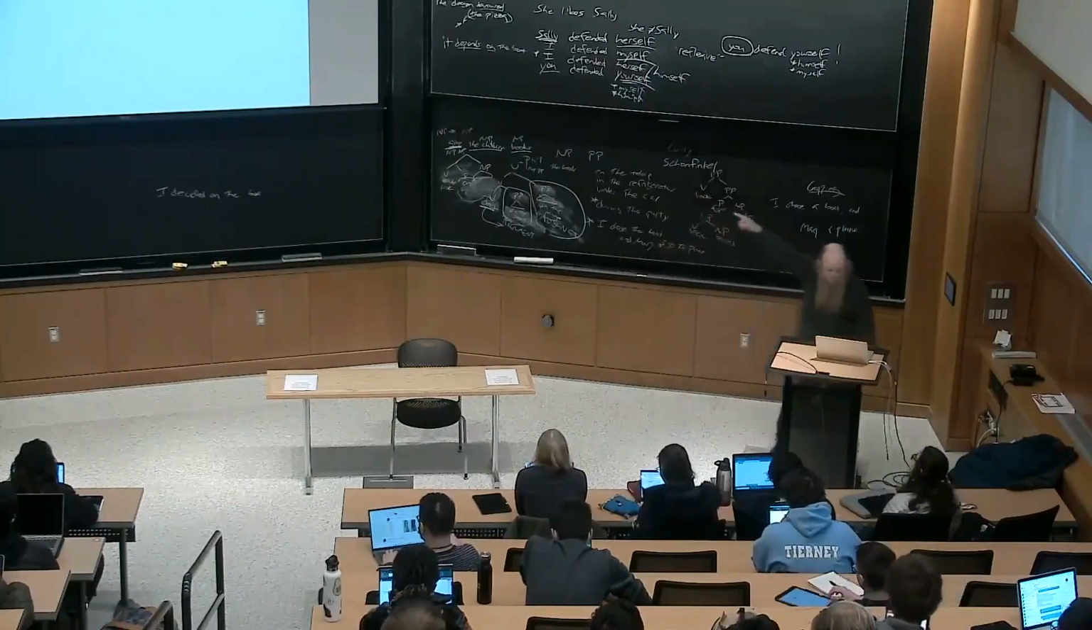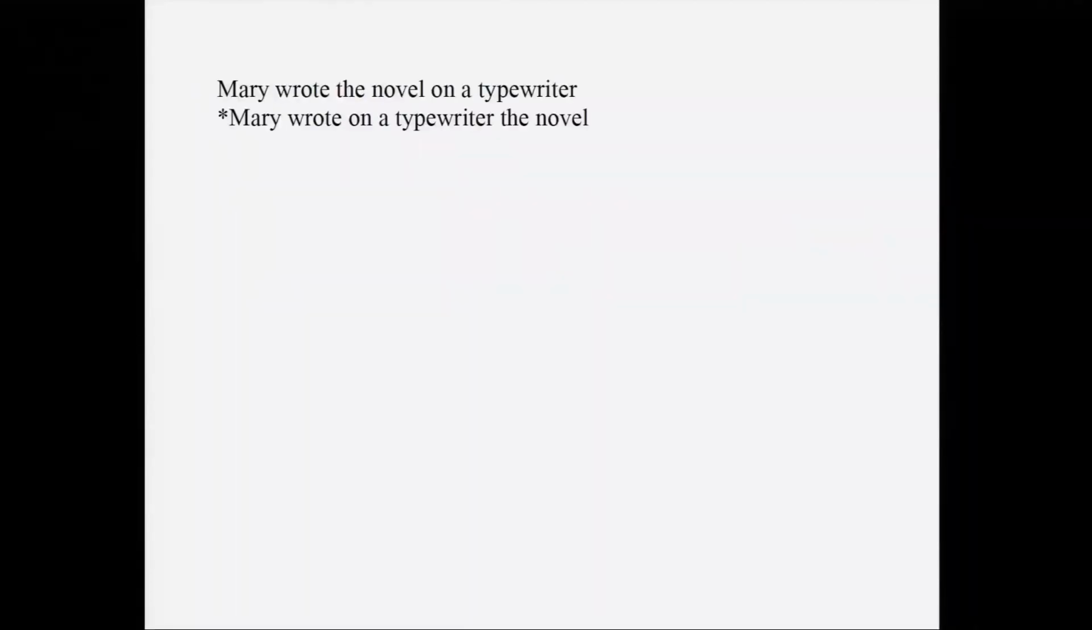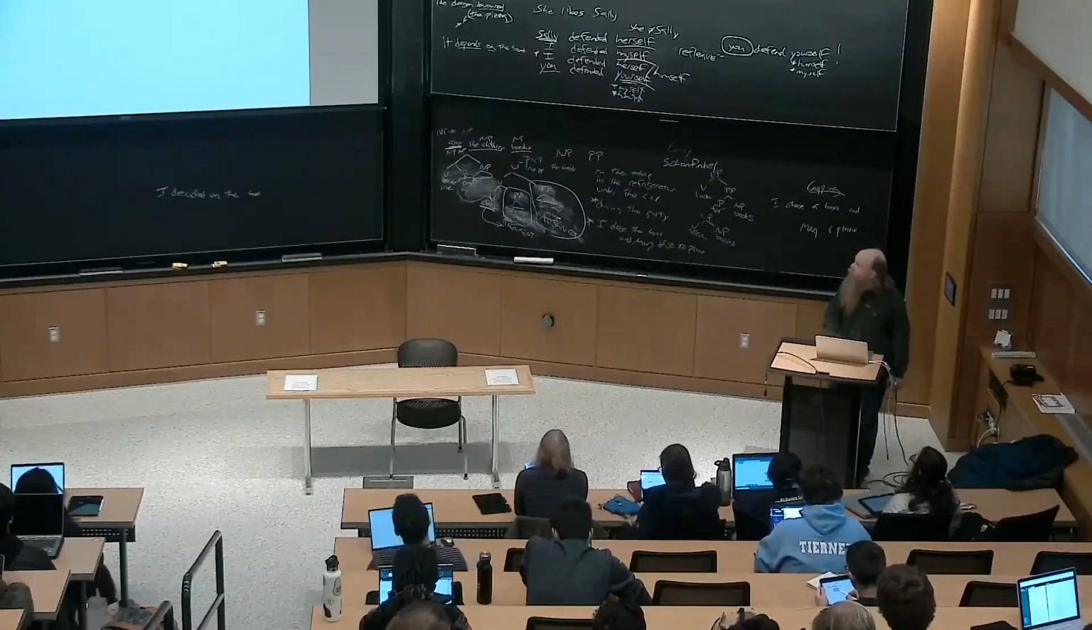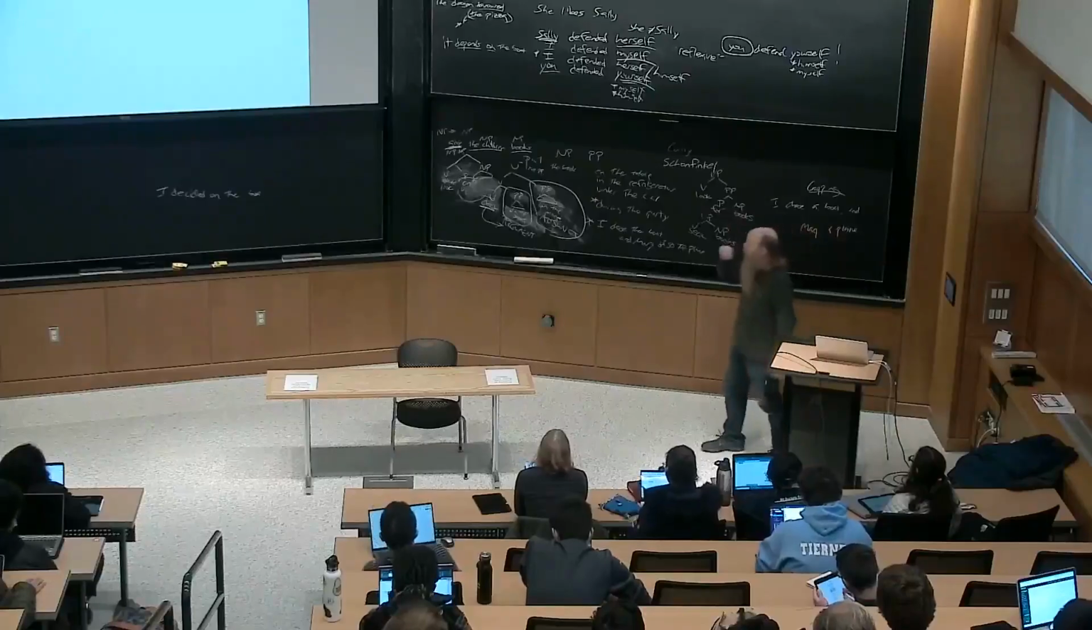So this is where we are then. Trees are constructed by binary merge. We have the projection principle, which says if there's a selection relation, you need to do that merge relation first. And that's going to get us contrasts like Mary wrote the novel on a typewriter versus Mary wrote on a typewriter the novel, where the second one is no good because write has the option of being a transitive verb. And when it's a transitive verb, it selects for a direct object, and that's the novel.